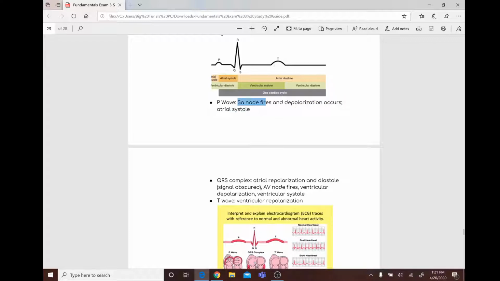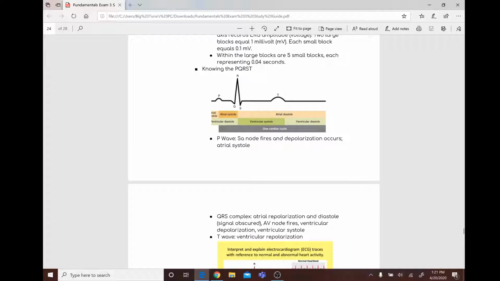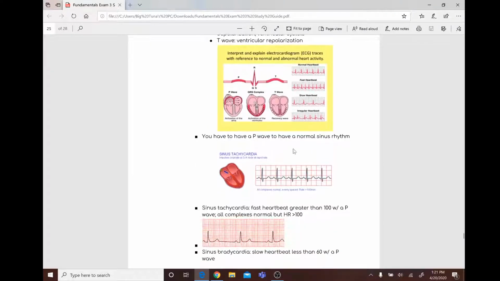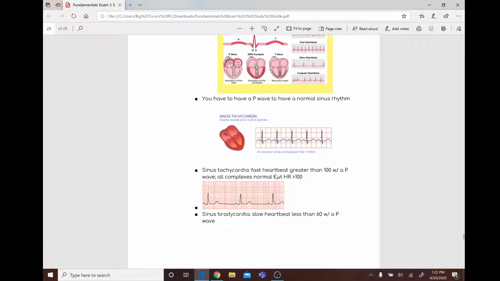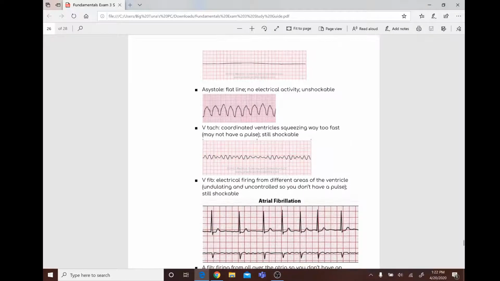P wave, SA node fires and depolarizes. So P wave is atrial depolarization. QRS is ventricle depolarization. T wave is ventricular repolarization. It must have a P wave to be a normal sinus rhythm. Sinus tachycardia, bradycardia is.